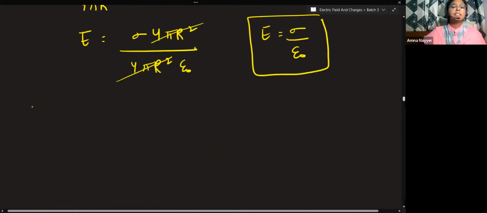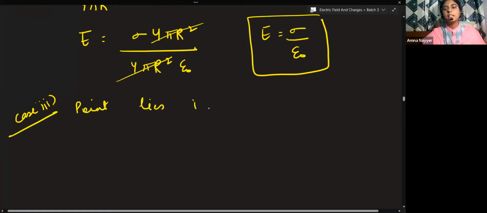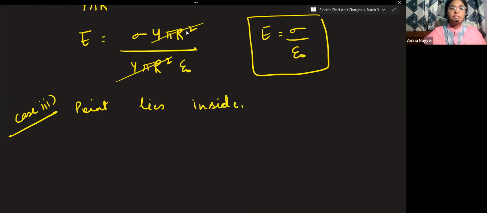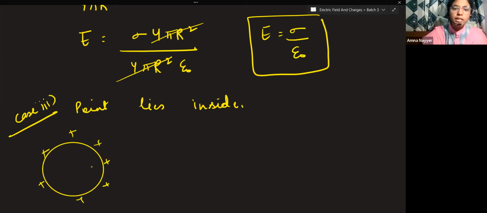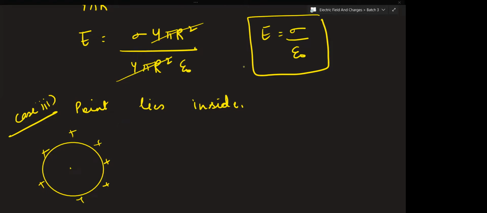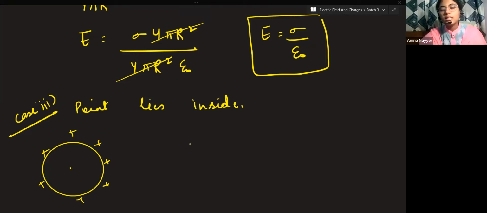Now the third case is the easiest. Third case is the best. When the point lies inside, if you have a sphere with charges outside, can you tell me, is there any charge inside the sphere? Yes or no? No. No charge is there. Exactly. It means your Q enclosed is 0.